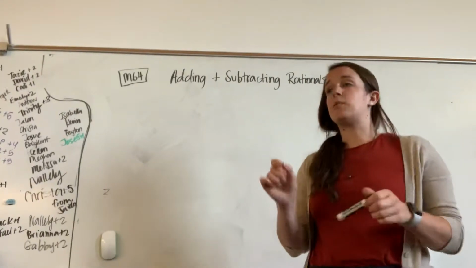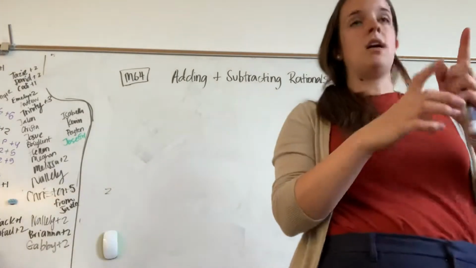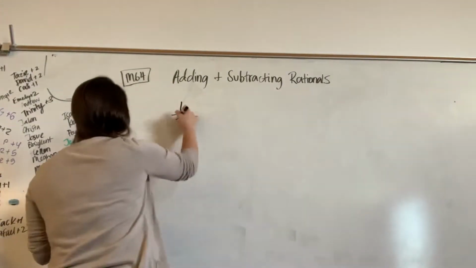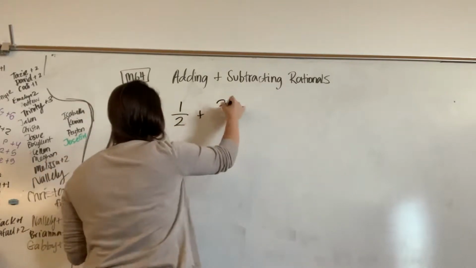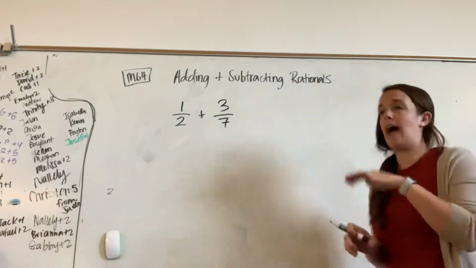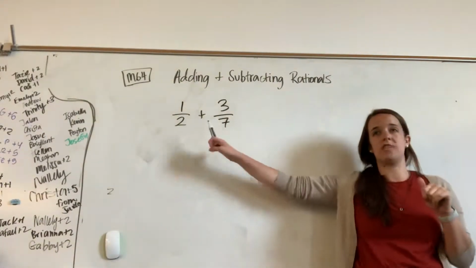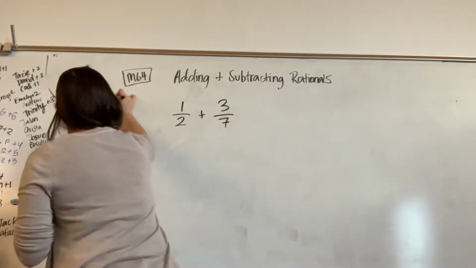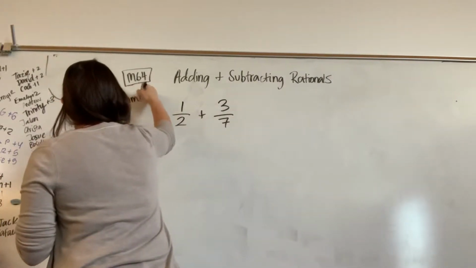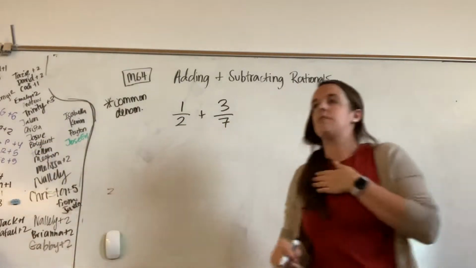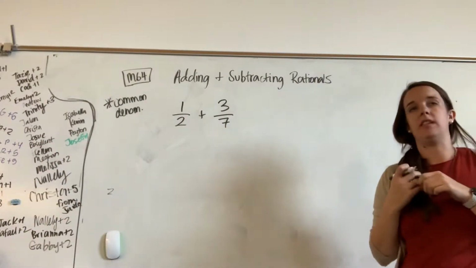Okay, today we're starting with adding and subtracting. I want to start with adding and subtracting just like regular fractions. Like how we would do this. What has to be true in order to add these two fractions? Common denominator. So big deal. We have to have a common denominator. How do we go about doing that?